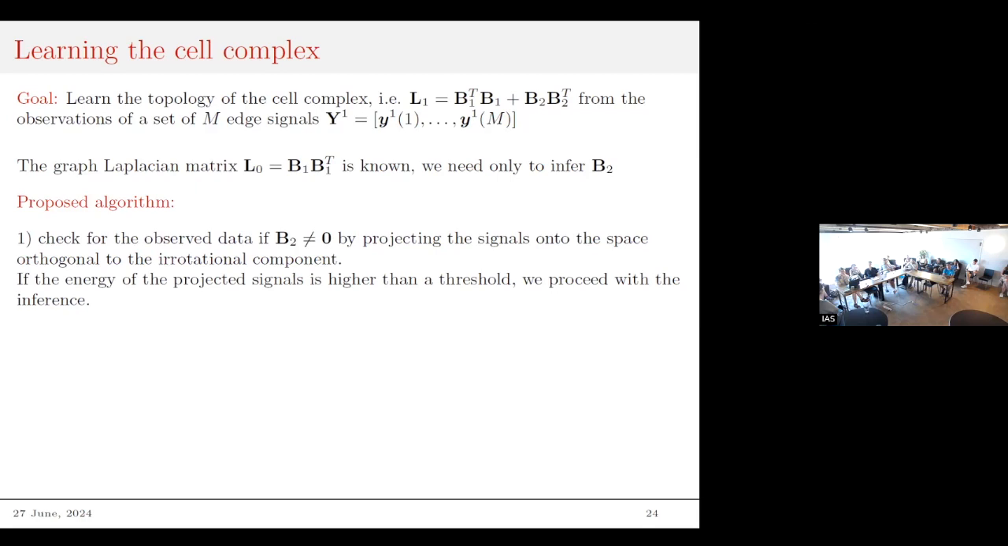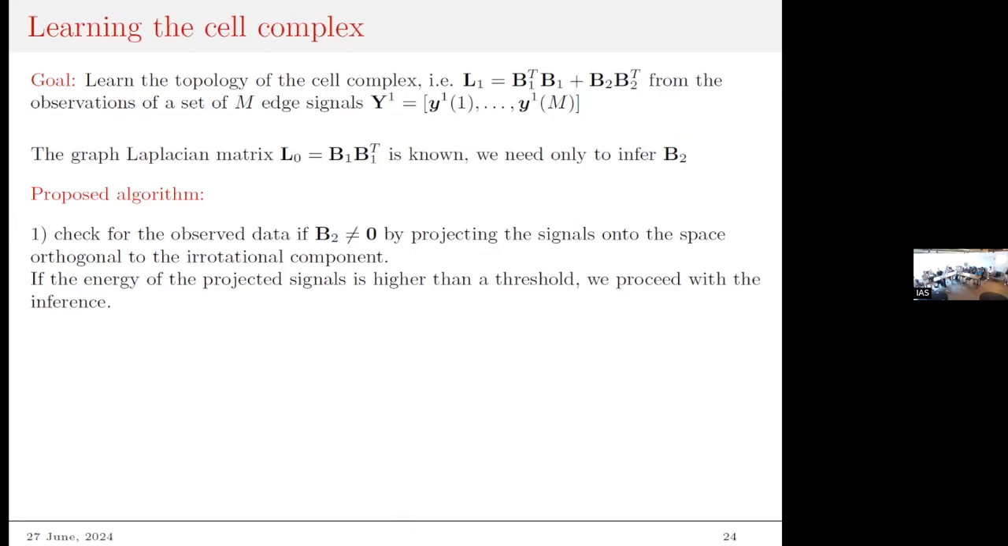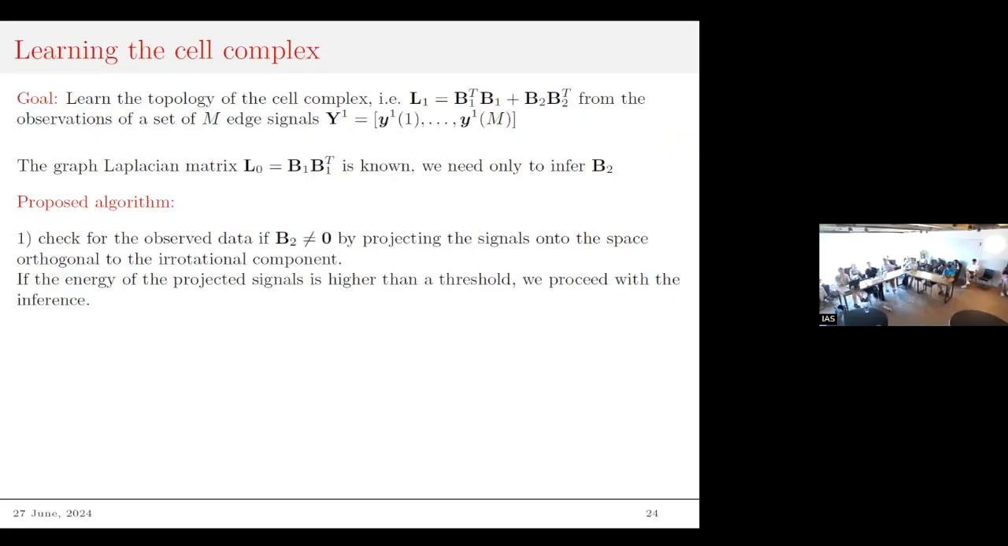Because if the data that we are analyzing have no component in this subspace, I don't need cells. I need cells only if the observed data, if we project this data on the orthogonal component to the rotational space or on the solenoidal subspace, the energy of the signal is different from 0, or is higher than a given threshold.